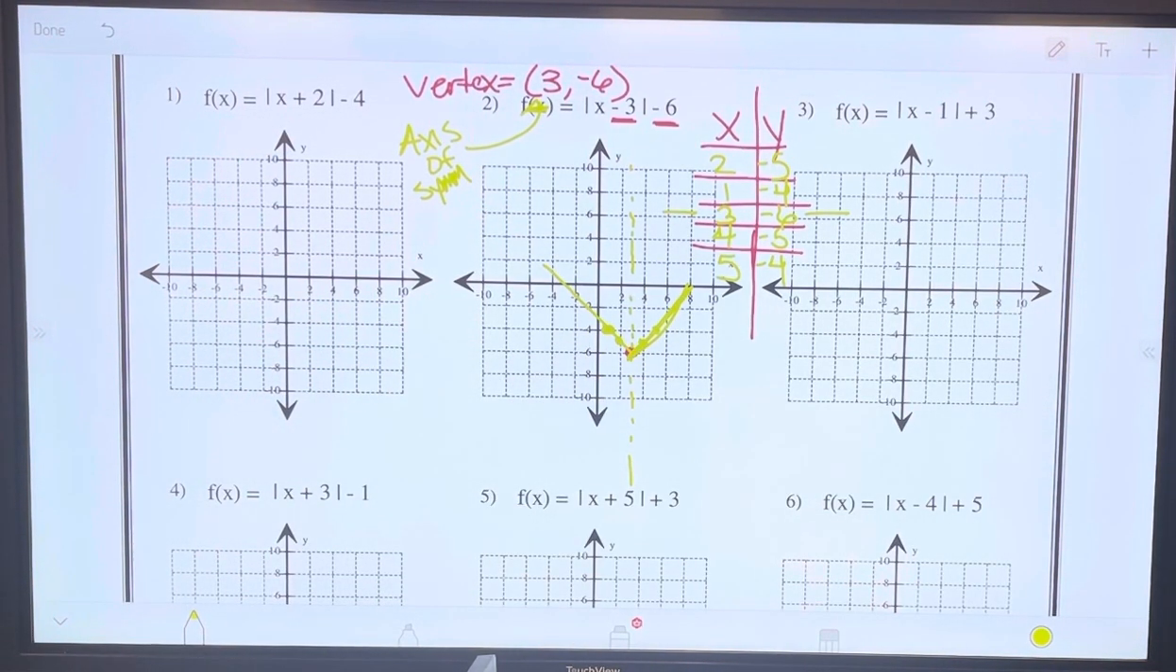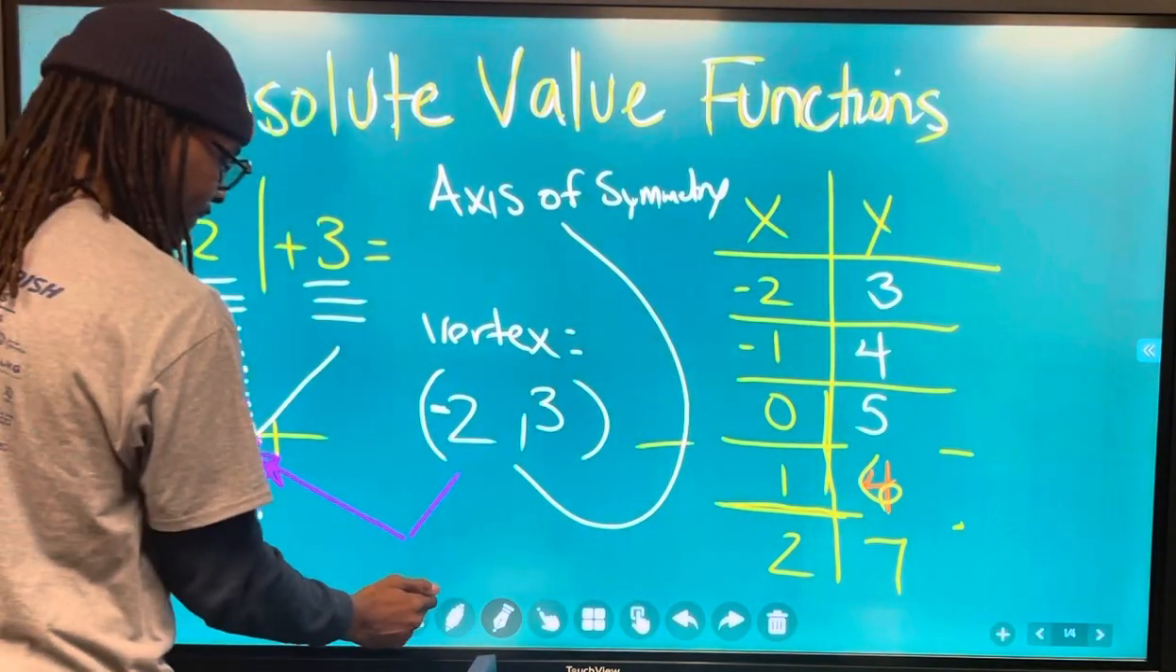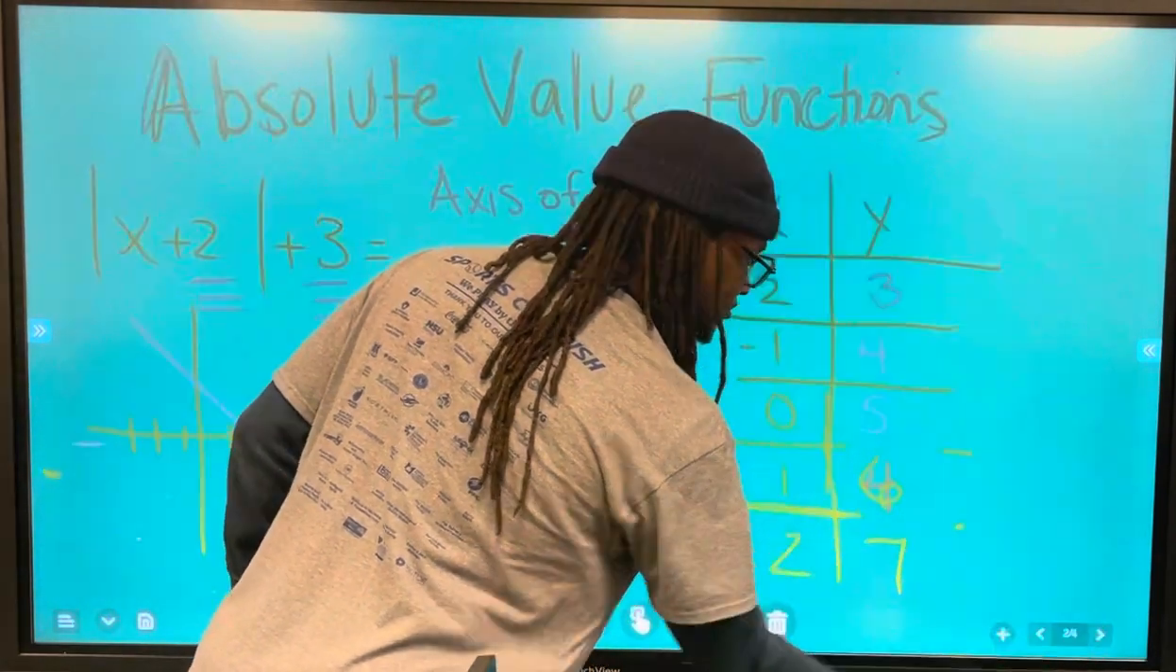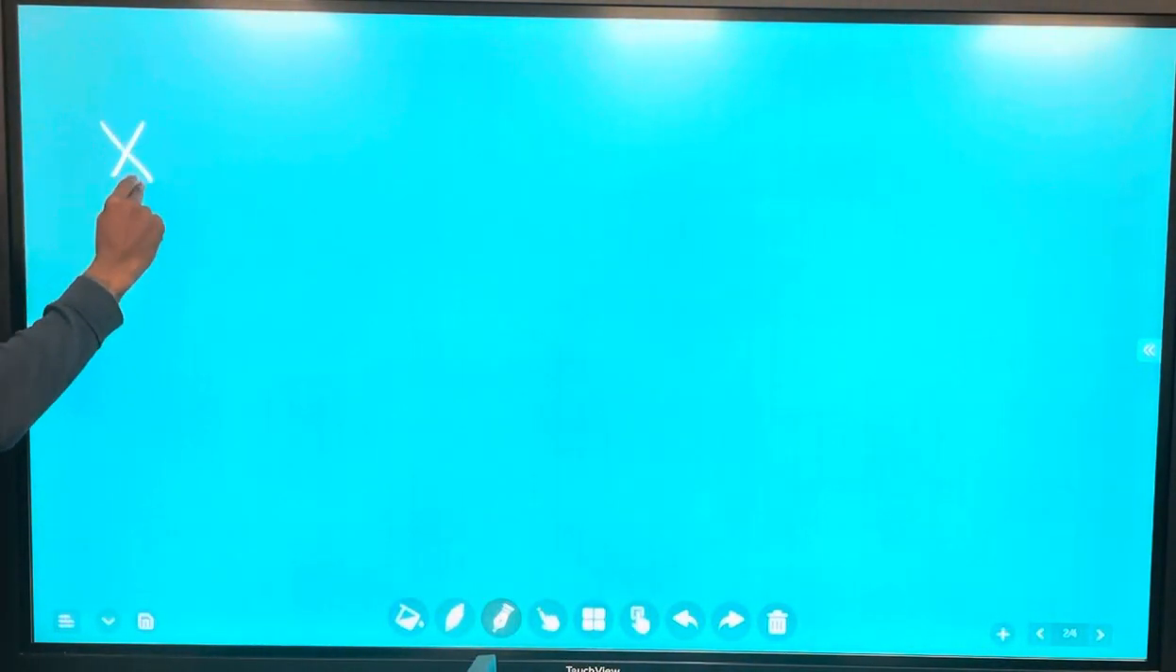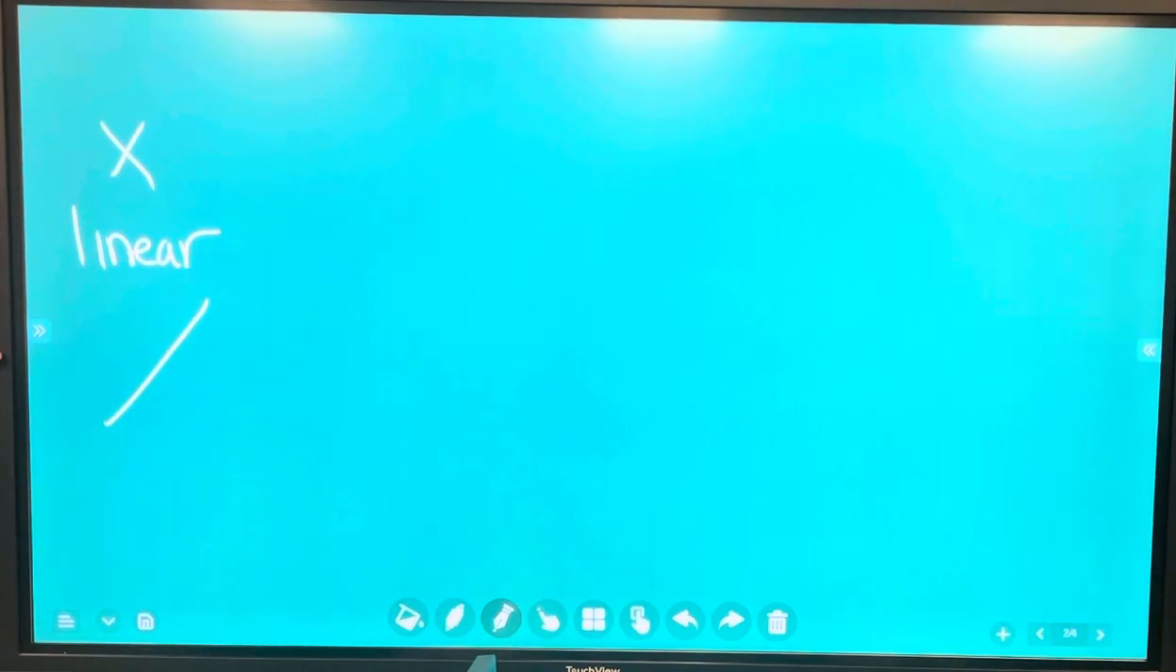Got that? I'm going to show you one more, and then it's on y'all. How do you know if it's going to be a V, or how does absolute value always make a V? And then those are x squared. So hold on. Just to be clear, where are we right now? If it's just an x value, that's linear, and when you graph, it's going to look like that.